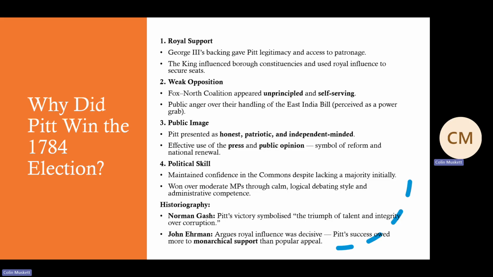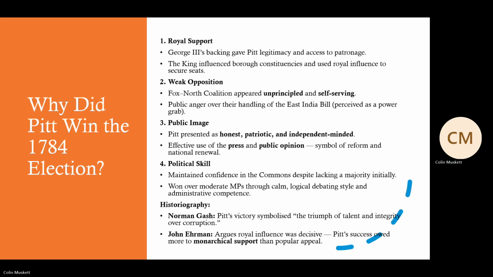If you remember, the pretext for the king dissolving parliament and getting rid of the Fox North coalition was their handling of the East India Bill. Remember, this is a very early stage of Britain as it was developing its colonies in India. This was seen as something of a power grab by Fox, and that was certainly the excuse that the king used to dissolve that parliament.